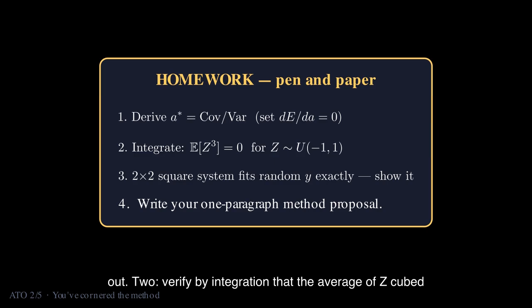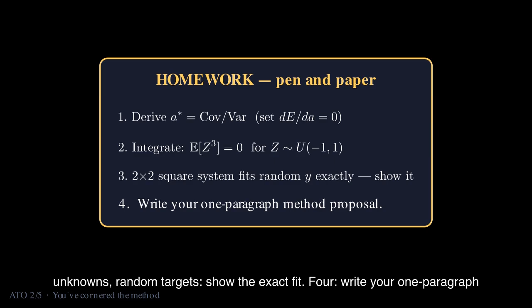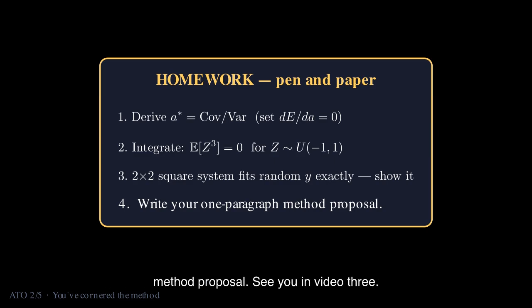2. Verify by integration that the average of z cubed is 0 for z uniform between -1 and 1. 3. The 2x2 version of the square system trap. 2 equations, 2 unknowns, random targets, show the exact fit. 4. Write your 1-paragraph method proposal.